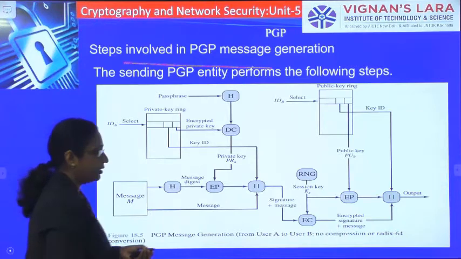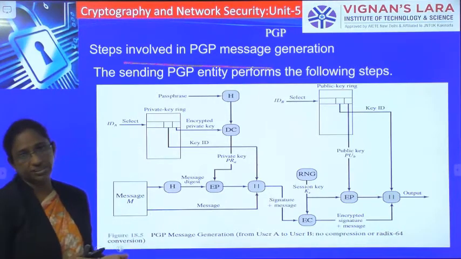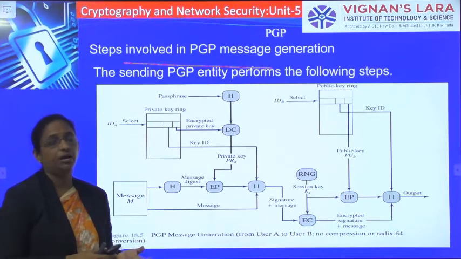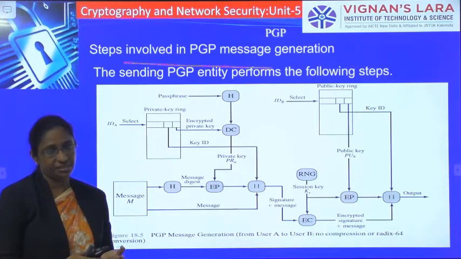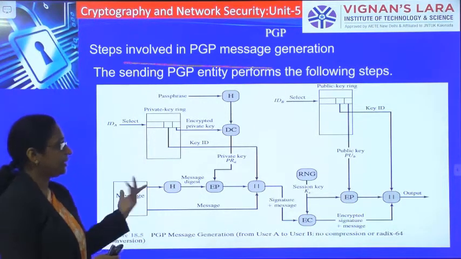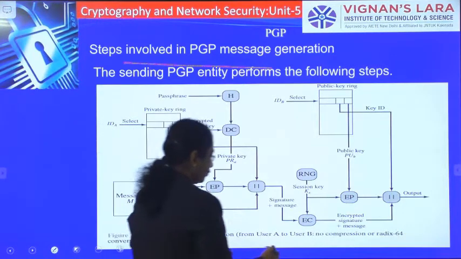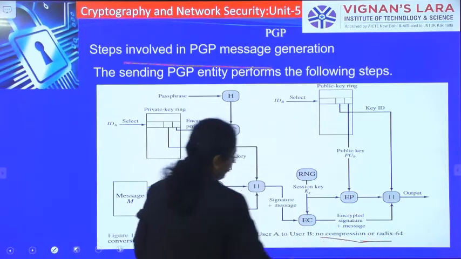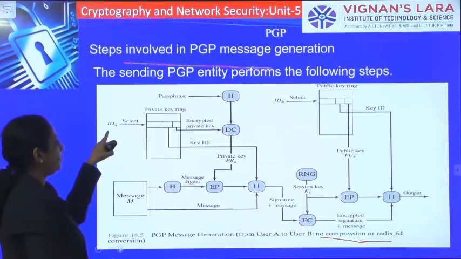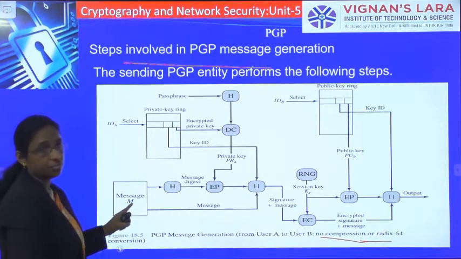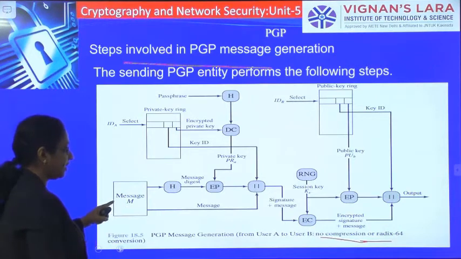You already know the four steps that PGP does: authentication, confidentiality, compression, radix 64 and segmentation. So here we have omitted compression and radix 64 conversion. Here, whatever message we are having.